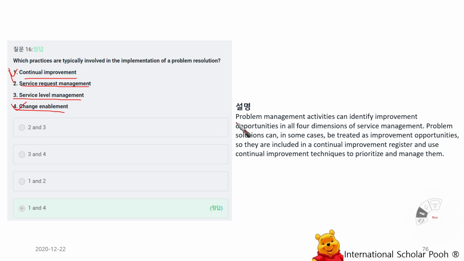Problem management activities can identify improvement opportunities in all four dimensions of service management. Problem solutions can, in some cases, be treated as improvement opportunities, so they are included in the continual improvement register and use continual improvement techniques to prioritize and manage them.